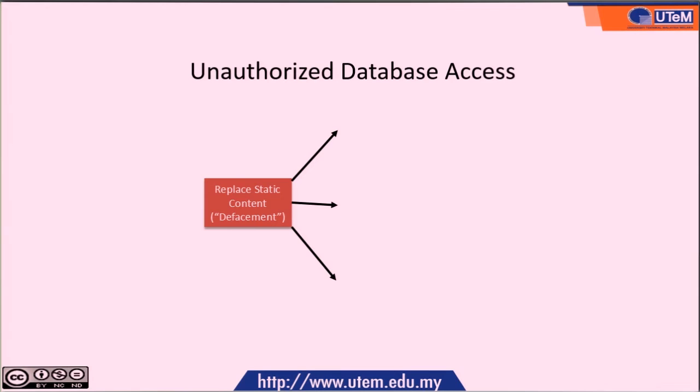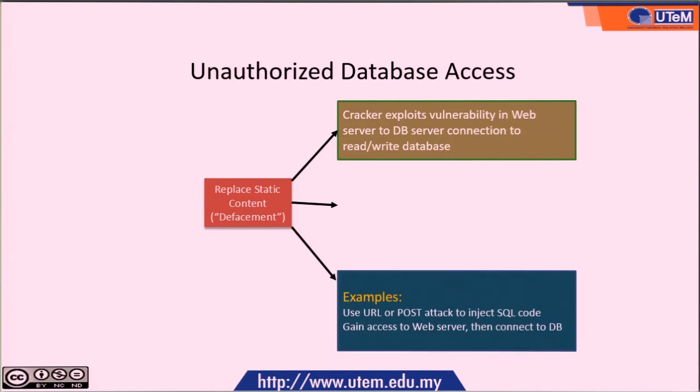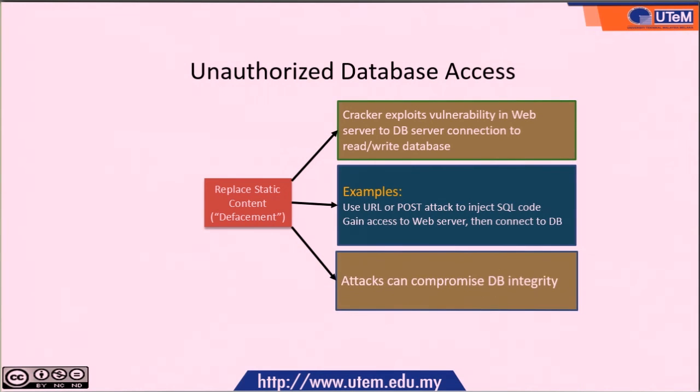Unauthorized database access can be caused by hackers or crackers who exploit a vulnerability in the web server or database server connection to read or write the database. An example is using a URL or post attack to inject SQL code. By doing this, they get access to the web server that can connect to the database. This kind of attack can compromise the database integrity if the hackers or crackers change the content or the data inside the database server.